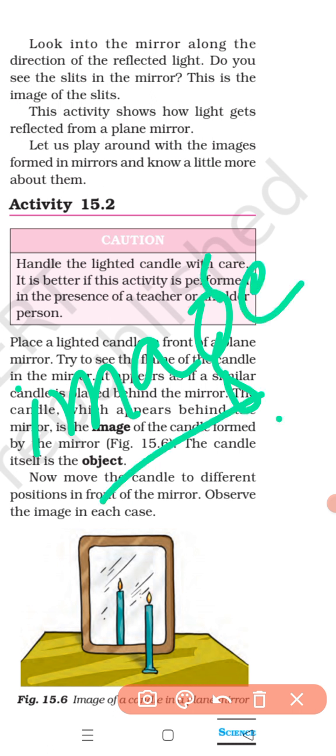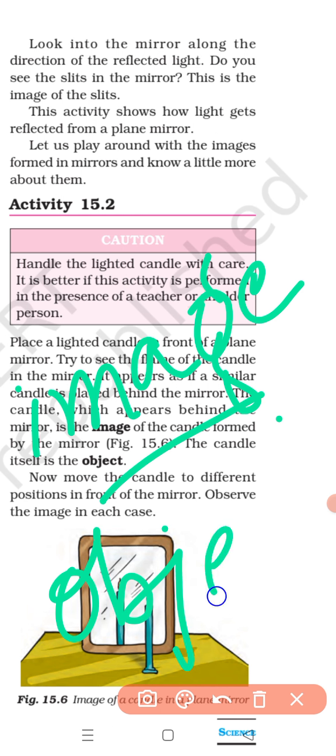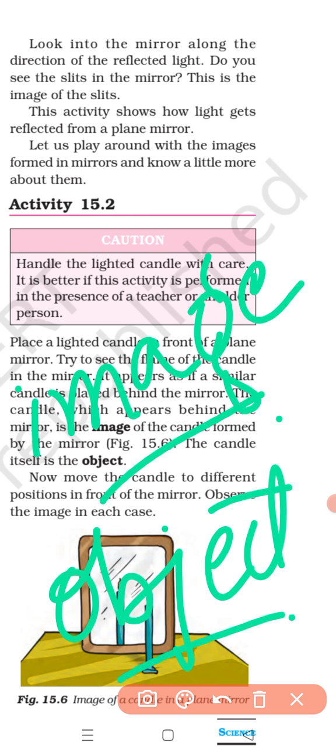Image. Thus we can say that when we look into a mirror, we see the image of our face in it, and in this case our face is the object. The object is our face, and the image is what we see in the mirror.